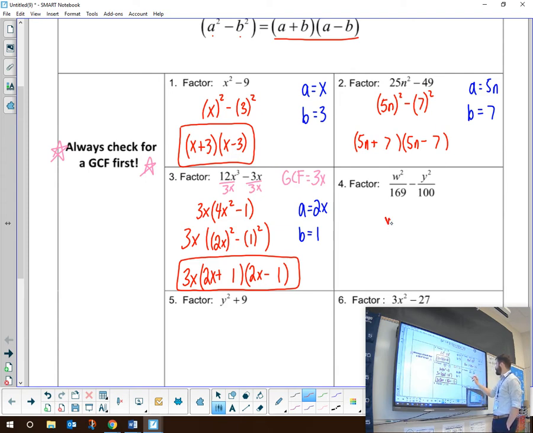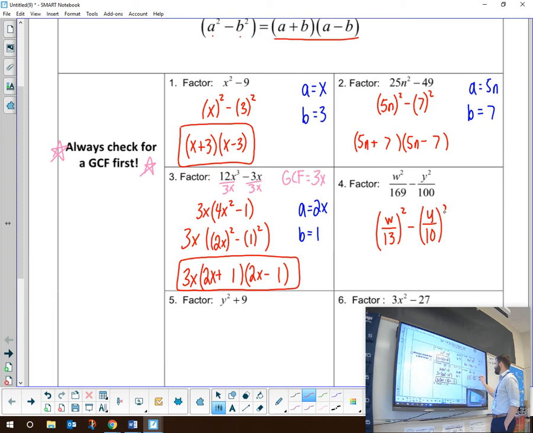W squared is just w, over the square root of 169, which is, you guessed it, 13. Or maybe you didn't guess it. But remember, you can use your calculator to find what's squared. Just type in your calculator, what's 11 squared, what's 12 squared, what's 13 squared, and you'll find it eventually. So that's 13 squared. So it's w over 13 squared minus y over 10.